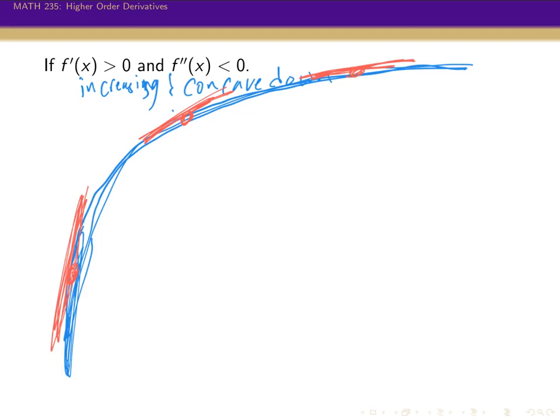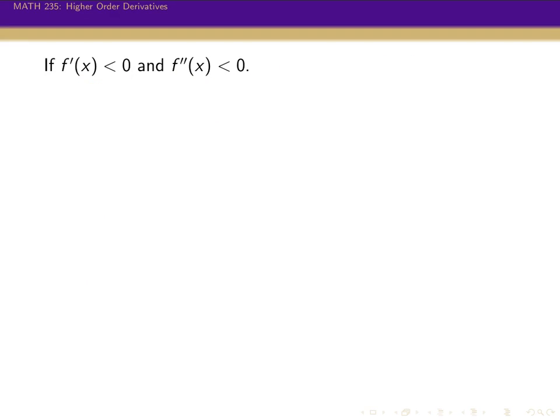So at the beginning, the slope is very positive, but since the second derivative is negative, those slopes are flattening out and going towards zero, or at least decreasing as we go across. Last but not least, what if we have a decreasing function that is concave down?